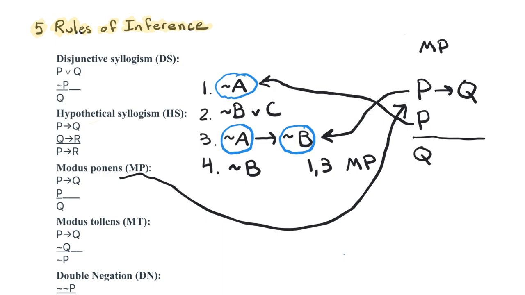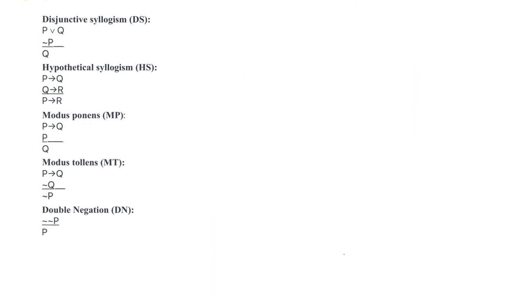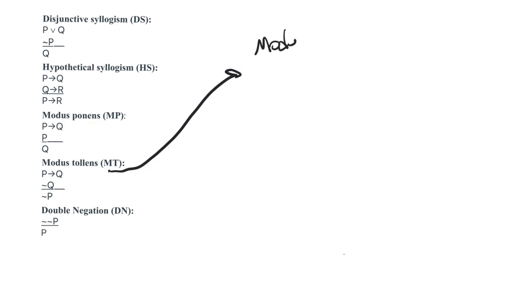Let's do the modus tollens next. The modus tollens argument form is also valid. And it looks a bit like the modus ponens, but it works a lot differently. So you'll want to understand it and be able to recognize it.